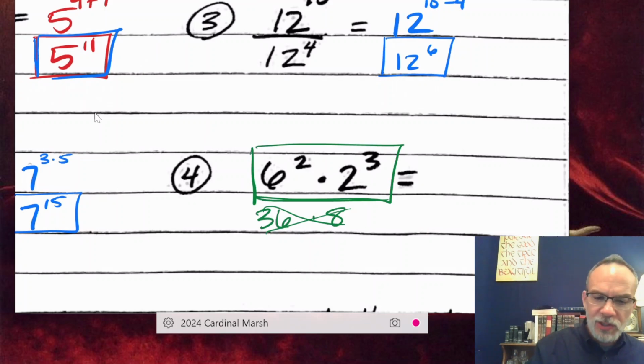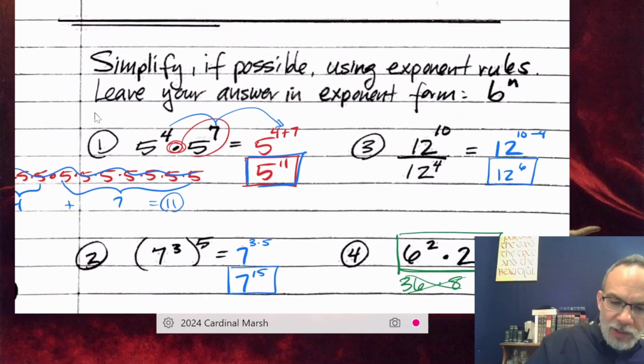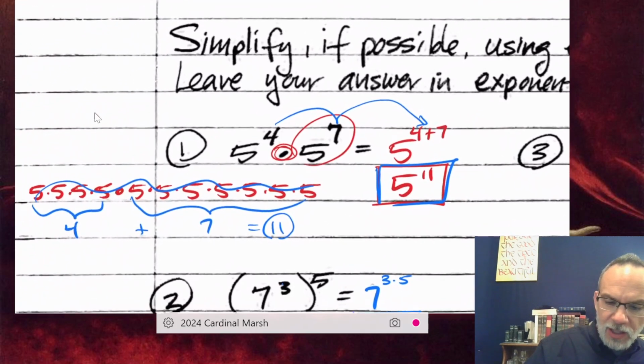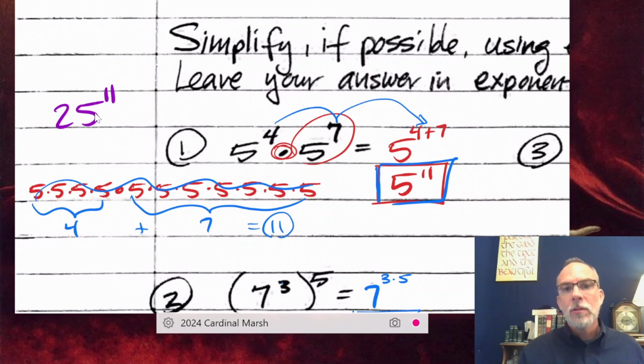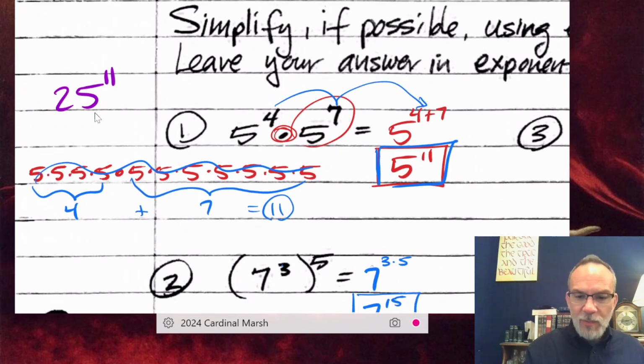Okay. Now, there's a couple things to avoid. When you're doing the rules, don't change the bases. A lot of students want to take number 1 here, and they see 5 times 5, and so they want to say, oh, well, that's 25. And then they want to add and say 25 to the 11th, but that's wrong. What was the base that we had when we wrote it all out? I had 11 fives all along the bottom here when I did it longhand. I've got 11 fives. I don't have 11 25s. It's not 25 times 25 times 25 times 25. Don't multiply the bases together.